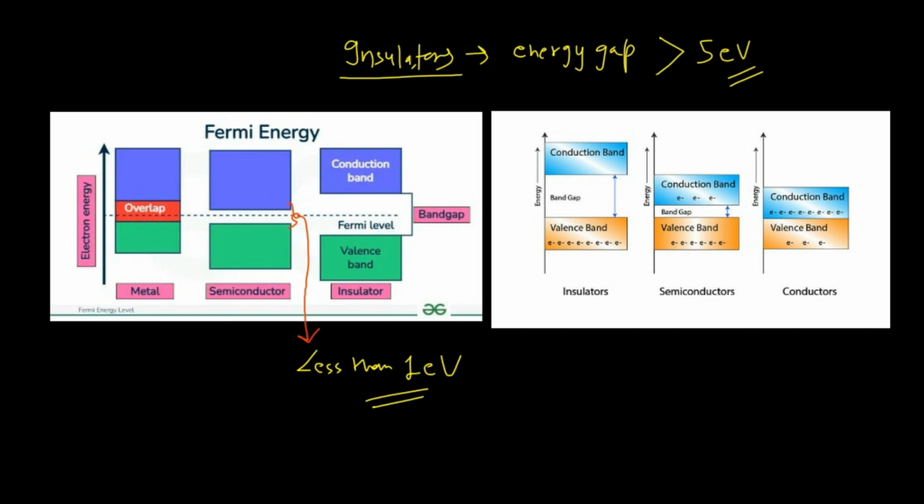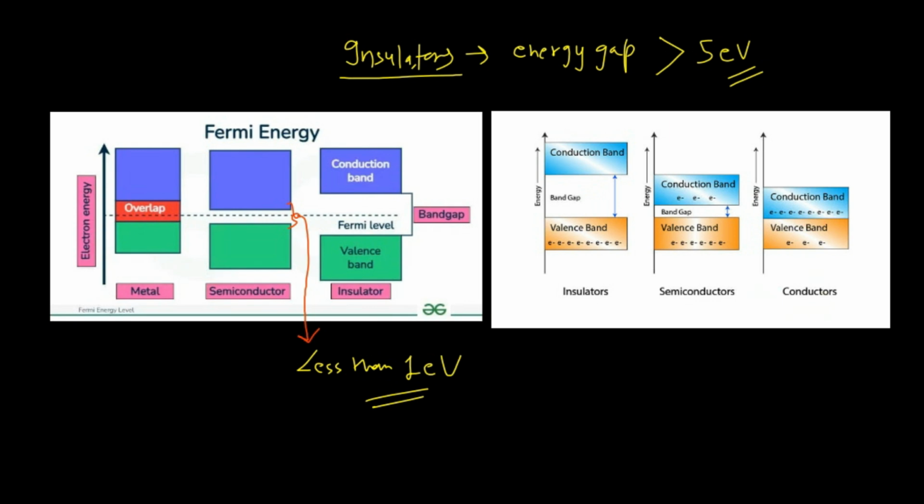But see, this matter is quite clear now, and your insulators are quite clear now. Here you can see in the case of insulators a very large gap, greater than 5 electron volt. In the case of semiconductors, this is quite low, less than 1 electron volt. Here there is no such gap, in the case of conductors.